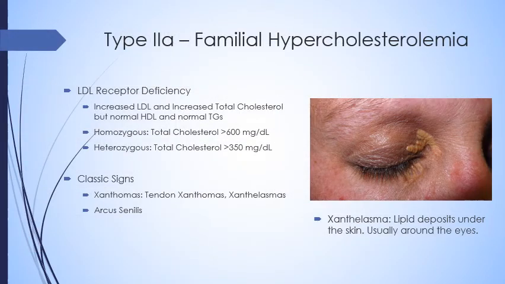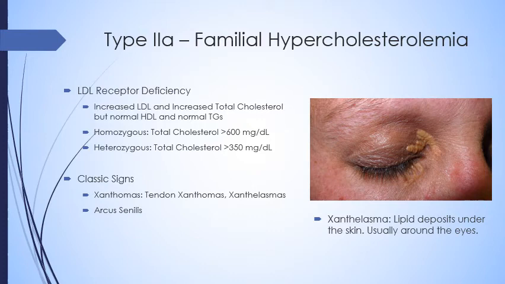So type 2A, or familial hypercholesterolemia, and we want to make that distinction here. It's an LDL receptor deficiency which causes an increase in the LDLs, increased total cholesterol of course, if we're increasing the LDLs, but normal HDLs and normal triglycerides. Okay, so familial hypercholesterolemia, this is type 2A.